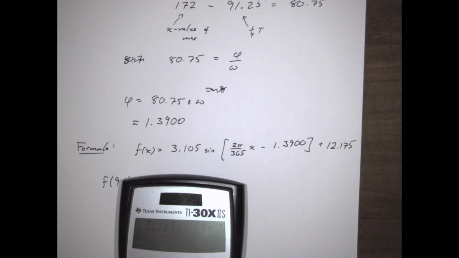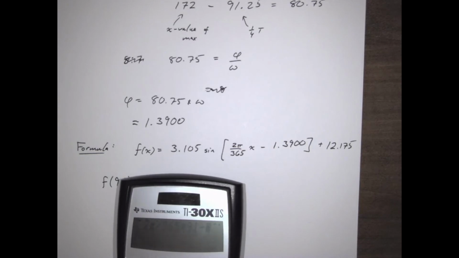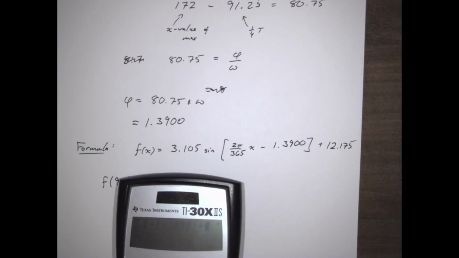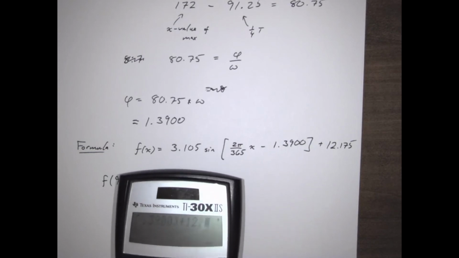3.105 sine, and it starts the parentheses for me, 2 pi divided by 365 times 91 minus 1.3, 91 minus 1.3900 plus 12.175.